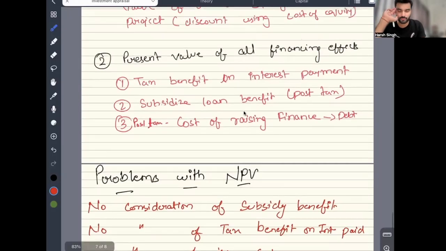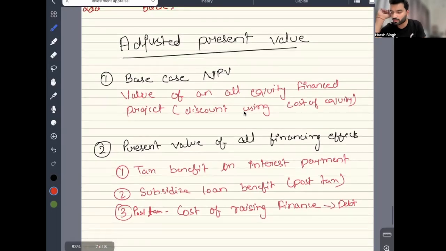Now, how are we going to solve this question? Just do one thing, everyone, note it down. The APV questions are solved using two steps. In the first step, you go and solve the base case NPV. Now, what is base case NPV, everyone? It is the value of an all equity financed project.